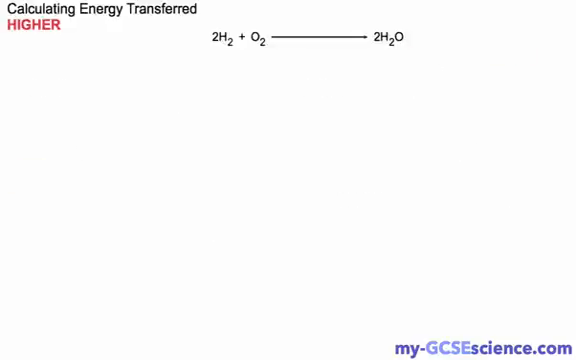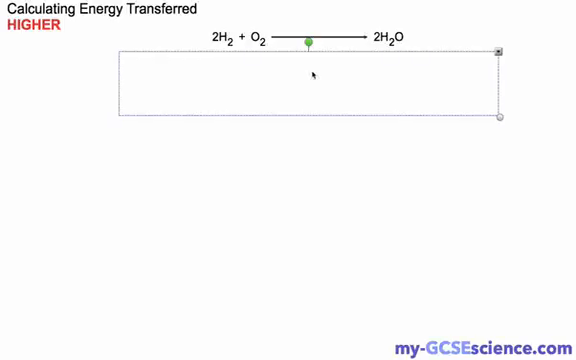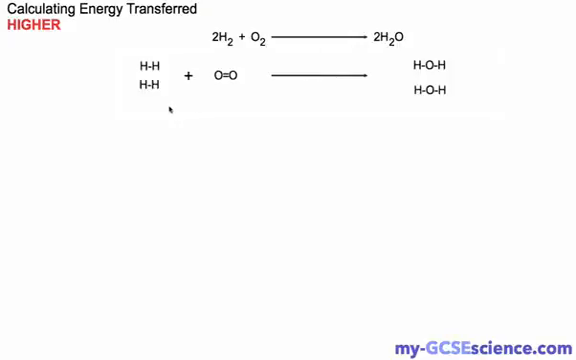Now the last thing I want to look at is calculating energy transferred, and again this is for the higher tier. What you should be able to do is calculate the energy transferred in a reaction if you are given bond energies. So here is the reaction that we've been working with for this video, and a better way to show that would be like this. That's showing the bonds that are present between the different atoms, and the exam will more than likely give it to you this way. I think it would be a bit unfair if they gave it to you the other way and made you do that extra step. The questions I've seen have all given it like this.